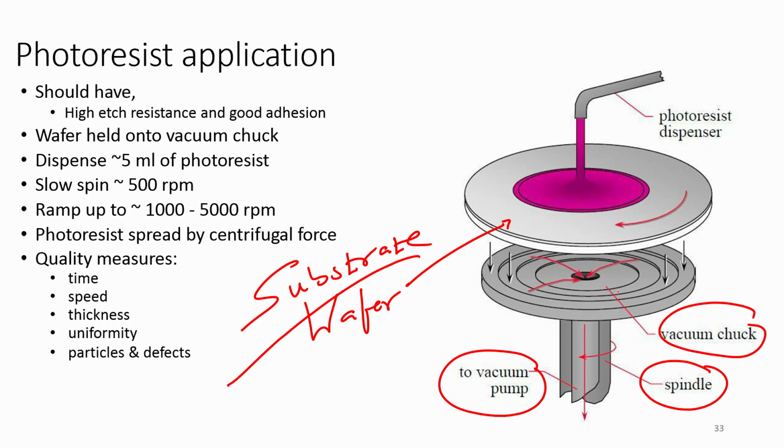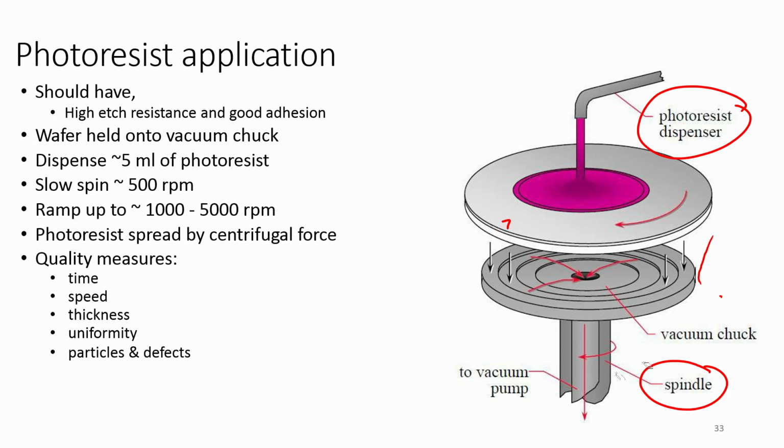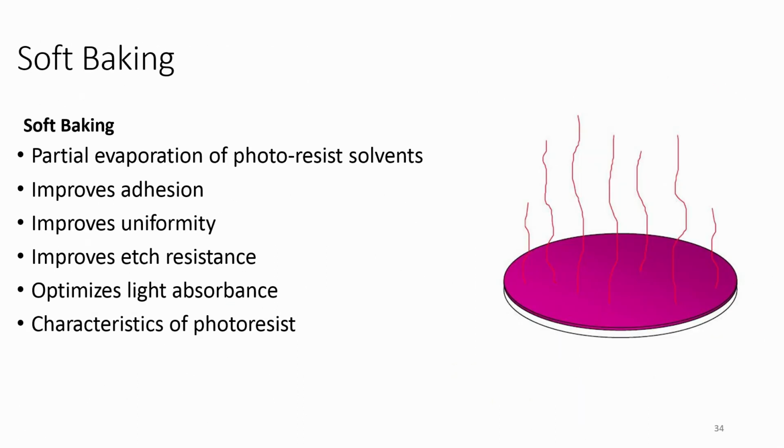Once it is attached or held through vacuum, then we start dispensing photoresist. So, there is a photoresist dispenser. Once the photoresist is dispensed, then we have to follow a slow spin, ramping up, and once it is spin coated and it stops, the quality measures can be time, speed, thickness, uniformity and particle size.